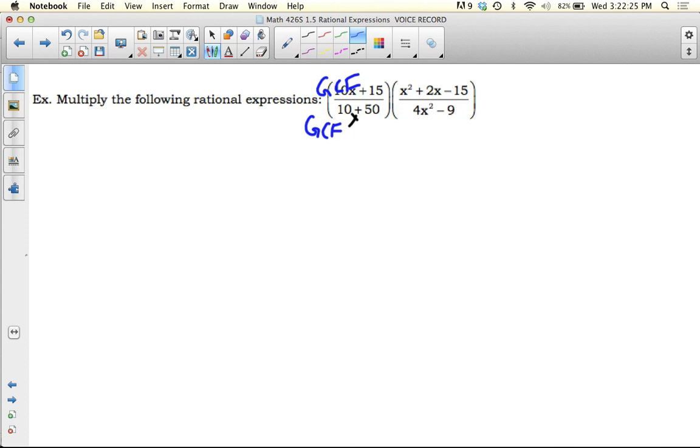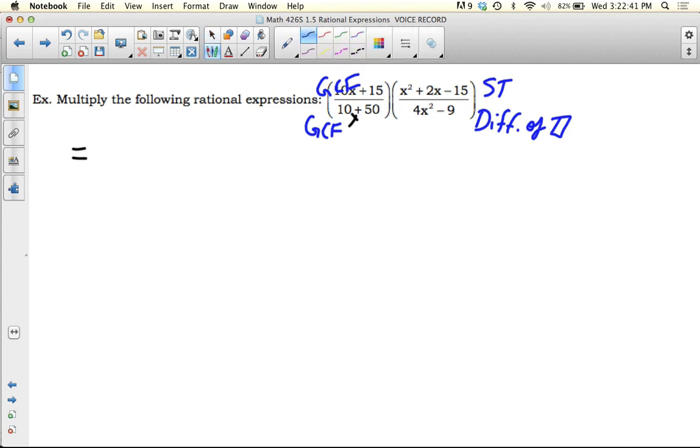Up here, x squared plus 2x minus 15 is a simple trinomial. And 4x squared minus 9 is a difference of squares. So there are 4 different types of factoring going on here. So let's go ahead and factor.